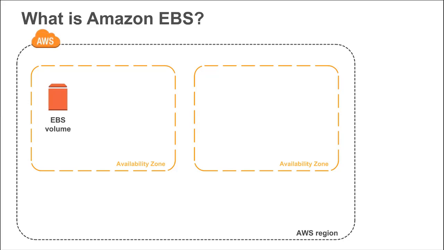Volumes are specific to an availability zone, so you must attach the volume to an instance in the same availability zone. They also persist independent of the instance, so you can attach and detach volumes to different instances, keeping in mind, though, that you can only attach the volume to one instance at a time. EC2 instances can have multiple EBS volumes attached to them, but each EBS volume can only be attached to one instance at a time.